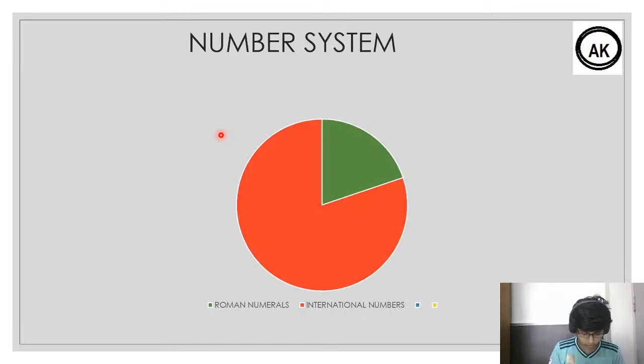So what is the number system? The number system is divided into two parts: Roman numerals and international numbers. I hope this is visible. So what are Roman numerals? The green part shown in the pie chart is a division of the circle. This green is Roman numerals and this red is international numbers. So why is the green shown lesser than the red? Because the usage of Roman numerals is comparatively less than the international numbers.